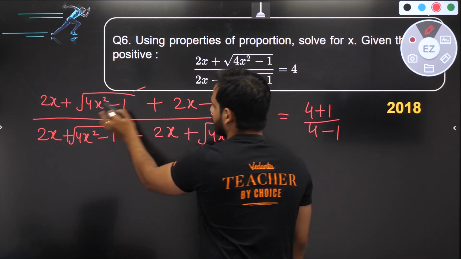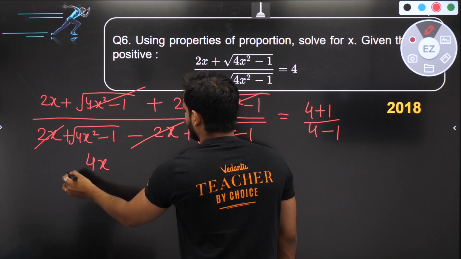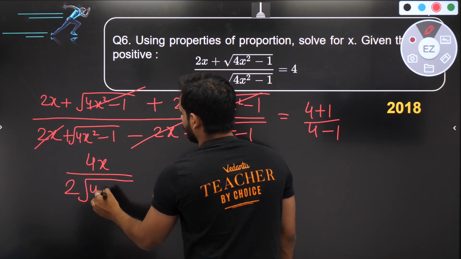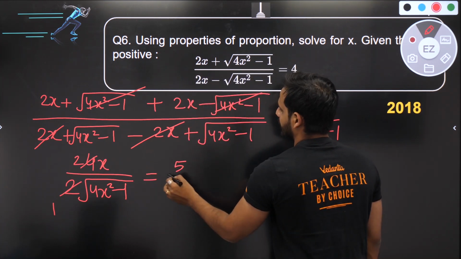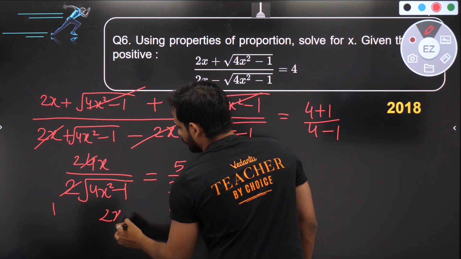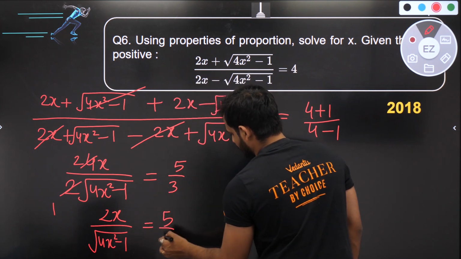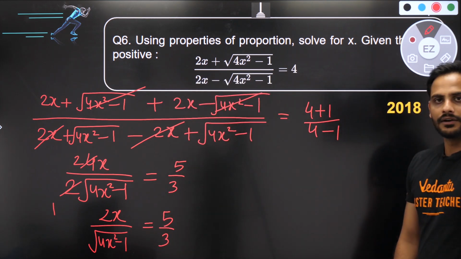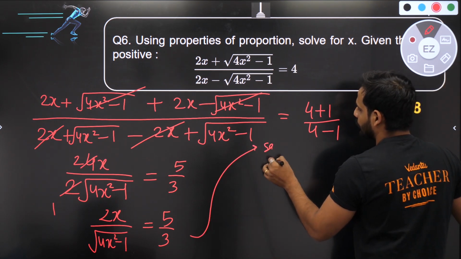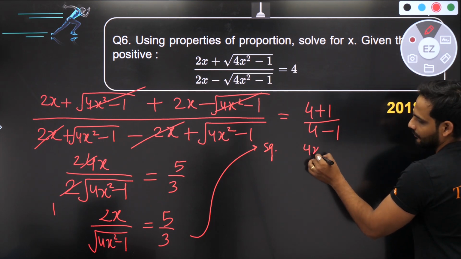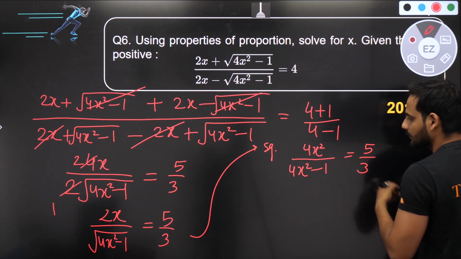Again the magic part: this to this got cancelled, 2x to 2x got cancelled, 2x plus 2x is 4x upon 2 times under root of 4x square minus 1, 2 ones are 2, 2 twos are 4, is equal to what you have got, 5 by 3. So we have got 2x by under root of 4x square minus 1 is equal to 5 by 3. What we'll do now? We'll do the square on both the sides. So if I do square on both sides, I will be getting 4x square upon 4x square minus 1 is equal to 5 by 3.